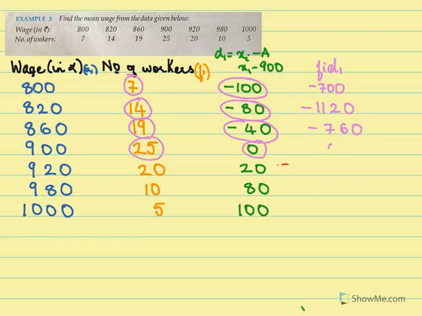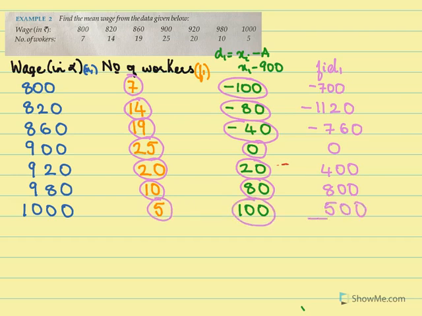25 into 0, and that is 0. 20 into 20, and that would be 400. 10 into 80, 800. And 5 into 100, 500. And I need to take the total of fi di, and the total here works out as minus 880.